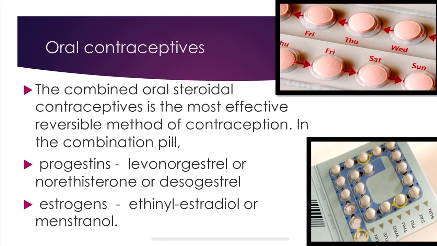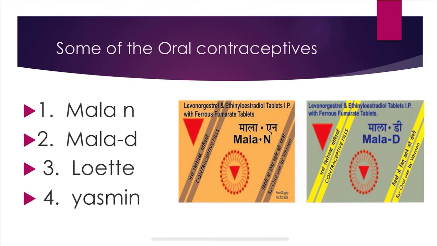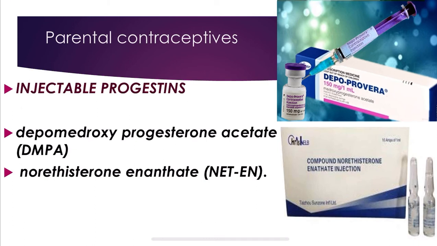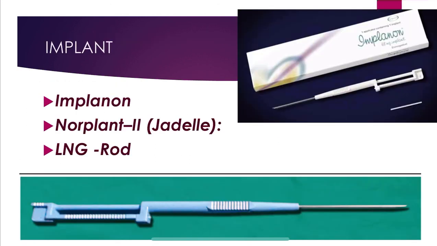Oral contraceptives are the most effective as they are an easily reversible method. They were progestins, levonorgestrel, and estrogen, ethinyl estradiol. Then we saw the commonly used oral contraceptives Mala N, Mala D, Yasmin and Lot. Parenteral contraceptives were two, DMPA and NET-EN. DMPA, depot medroxyprogesterone acetate. NET-EN, norethisterone enanthate. Implants were Implanon, Norplant 2 and LNG rod.